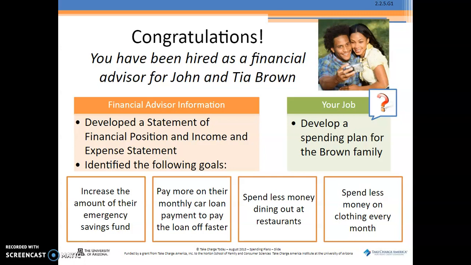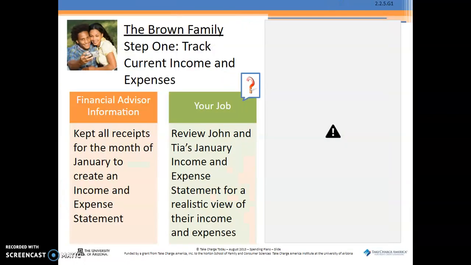They're looking to increase the amount of their emergency savings fund as well as pay more on their monthly car loan and pay off their loan faster. Spend less money dining out at restaurants, spend less money on clothing every month. We have to now, with that being said, and with that background information given to us, develop their spending plan for the Brown family.